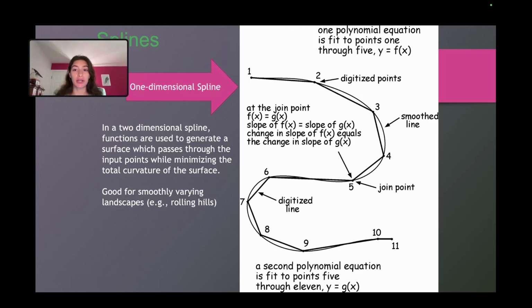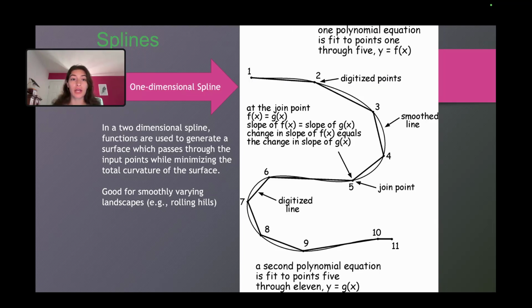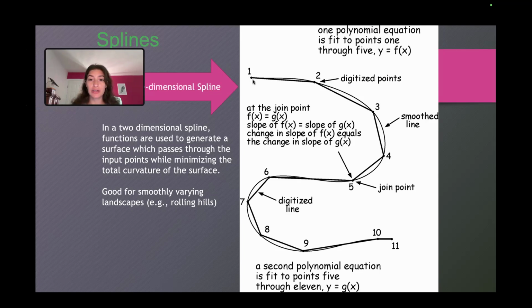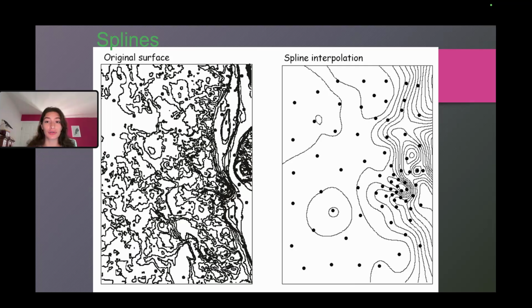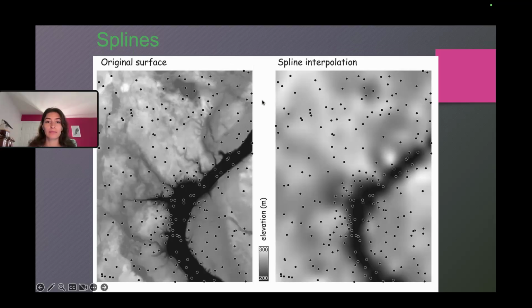So this is an example here of some lines and a one-dimensional spline. You can see the vertices, you can see where they connect and make this kind of jagged looking line, and you can see where that smooth line or spline exists. So here again is an example of the original surface and then a spline interpolation. You can see that it does pretty well handling all these small variabilities within it. This is again the original surface and then the spline interpolation of that surface.